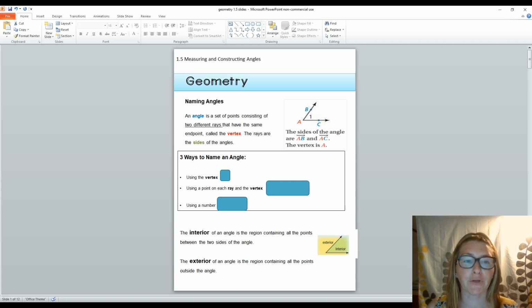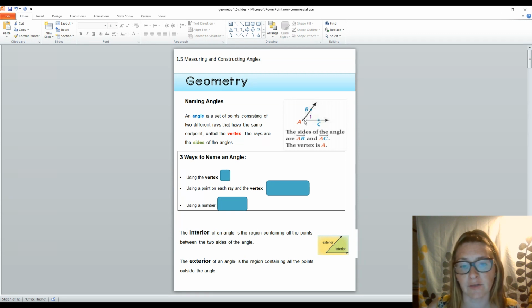Hi guys, welcome back. We're going to look at measuring and constructing angles in geometry. So we're going to start off by naming angles. So we have two rays when they form and connect. When they meet at the point they connect at, that is our vertex, and that is going to help us name our angles. So you can see in my first diagram here, I have my ray AB.